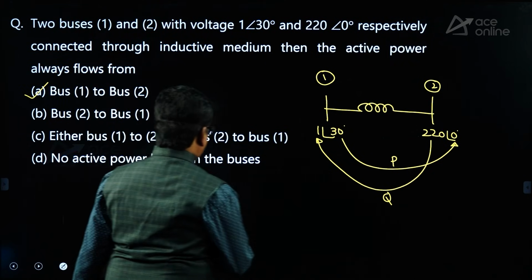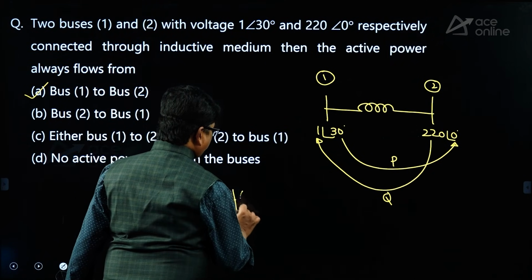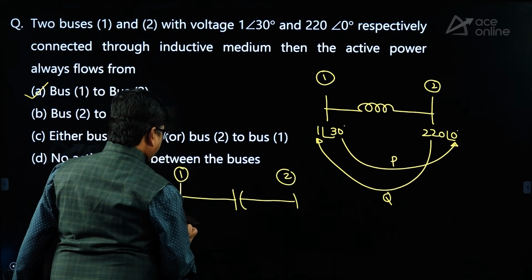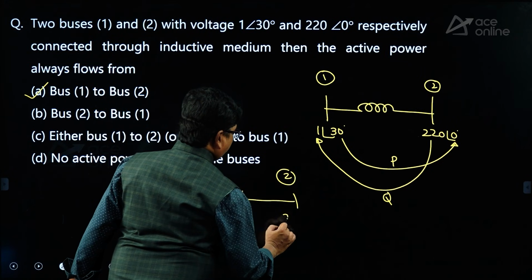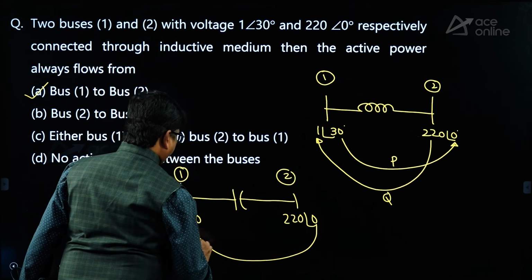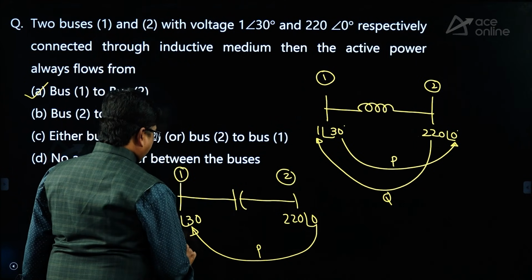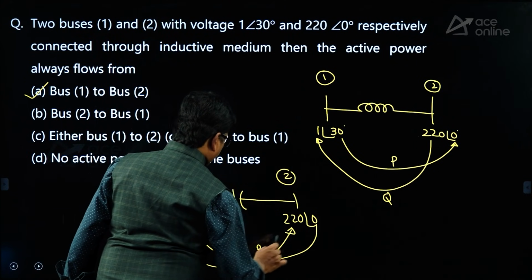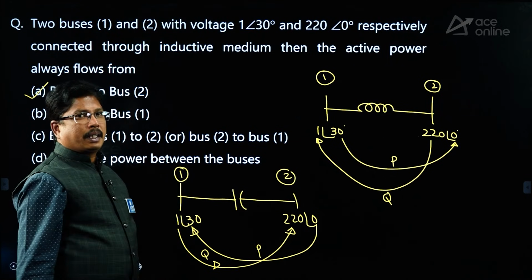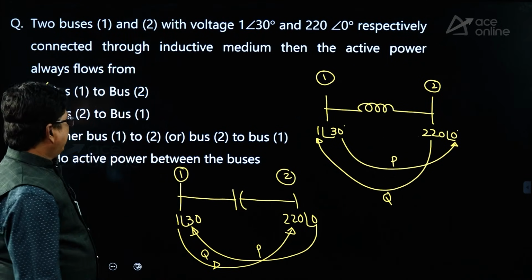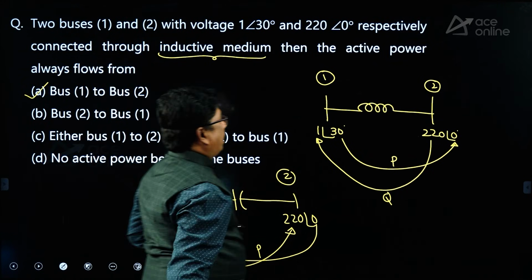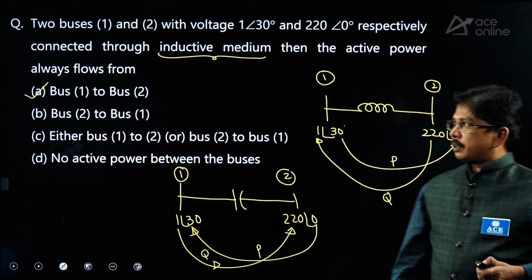Suppose if you are having capacitive medium, if this is bus 1, this is bus 2, 1 at an angle of 30, 220 at an angle of 0, active power flows from low delta to high delta. This is the direction of active power. Reactive power flows from low voltage to high voltage. This is the direction of the reactive power. The reverse thing will happen in the capacitive medium, right? So, for this question, for inductive medium, active power flows from high delta to low delta, bus 1 to bus 2.